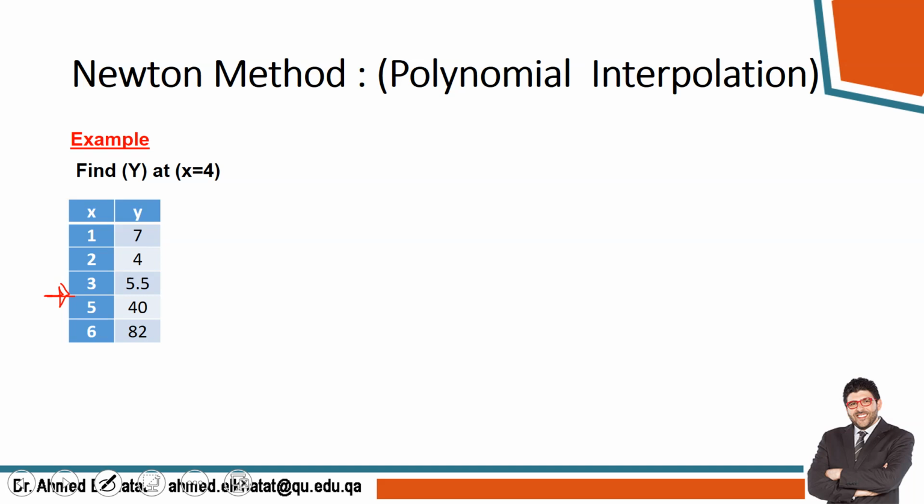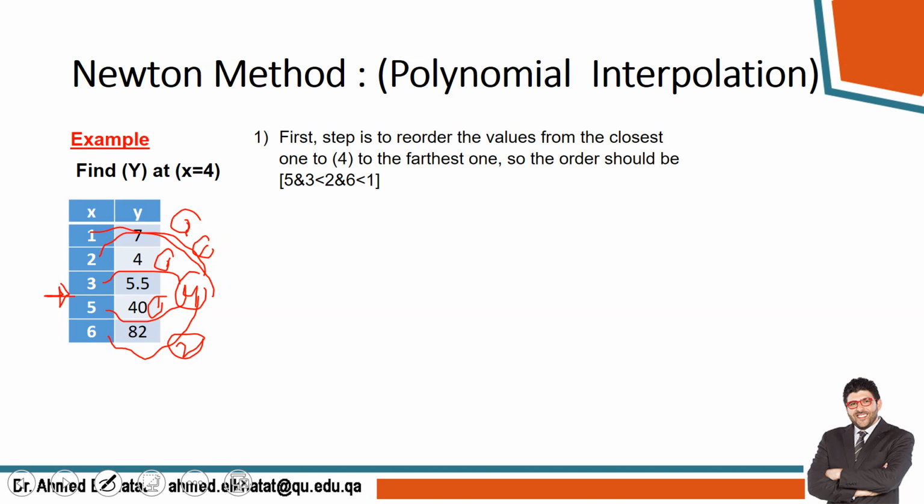Now 4 is between 3 and 5, so 3 and 5 are the closest data, and 1 is the farthest one. So the first step is to reorder the data from the closest one to the farthest one. Suppose we have 4 here. The closest are 3 and 5 because the difference is 1 only. Then we have 2 and 6, where the difference is 2. Then we have 1, where the difference is 3.